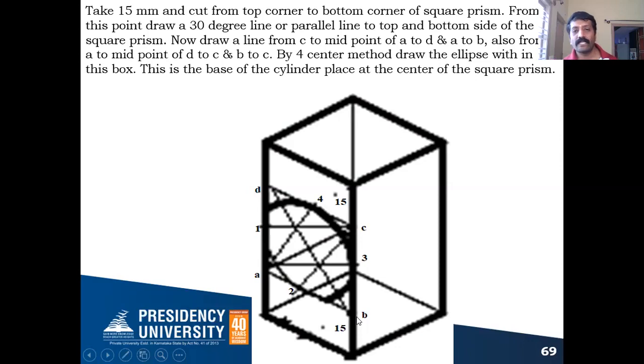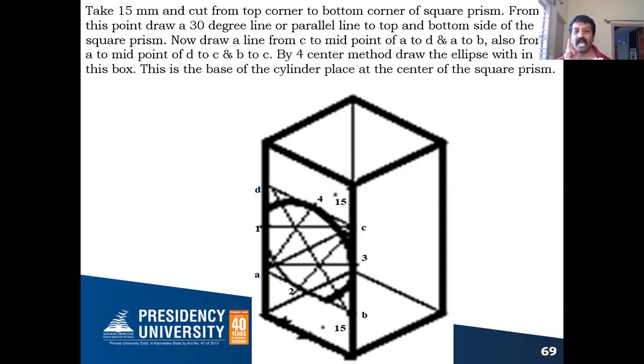Now after getting C and B, you draw a 30-degree line from C like this or parallel to this line. Okay, 30-degree line like this, and wherever it meets this line, you call this D. Similarly, after drawing this isometric 15 millimeter vertical line, you have called it B. Now you draw a 30-degree line in this direction or parallel to this. Wherever it cuts this vertical line, you call this A. So that means this ABCD is the square, that is the base of your cylinder.